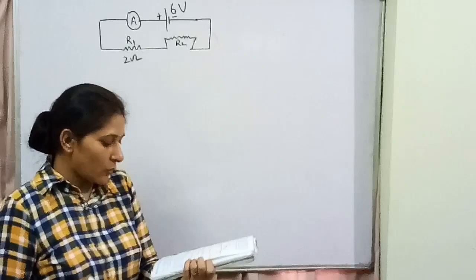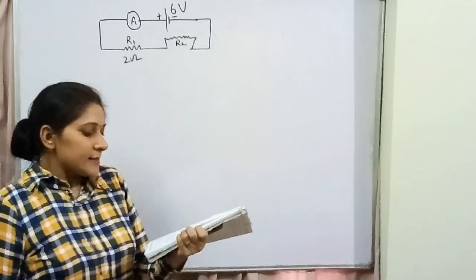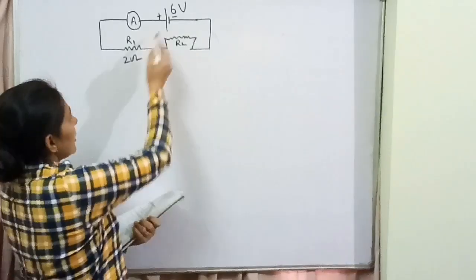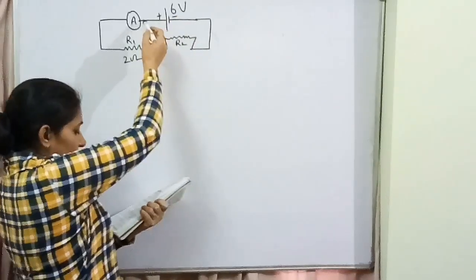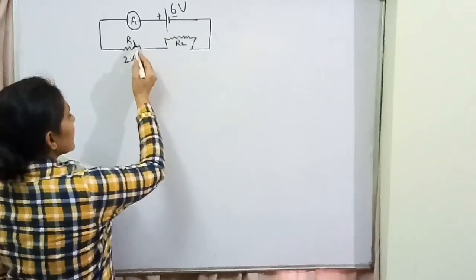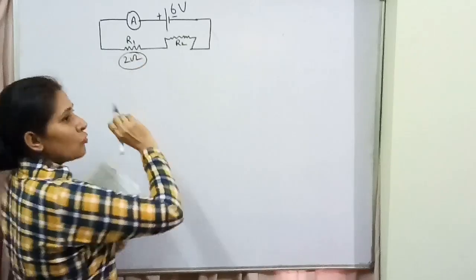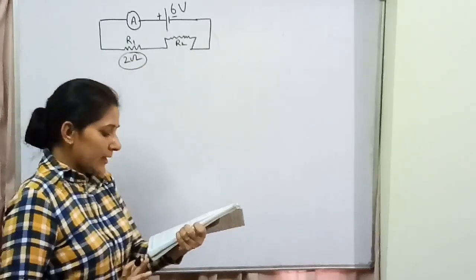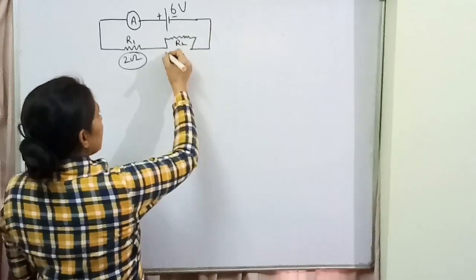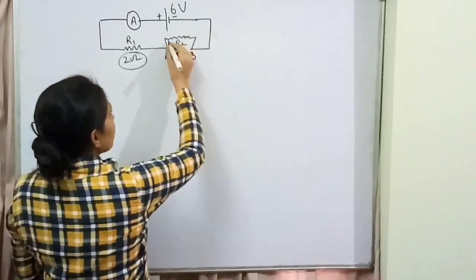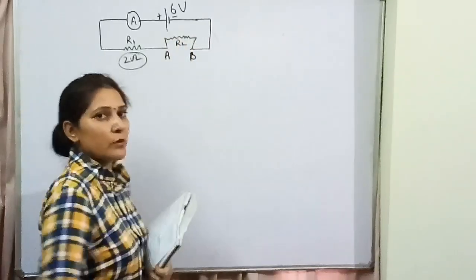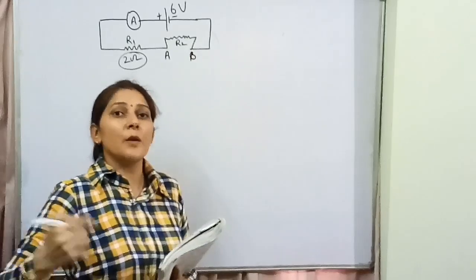Now what are they saying? Let's read that out. This circuit diagram includes a 6 volt battery, an ammeter A, and a fixed resistor R1 of 2 ohm. Fixed resistor R1 means the value of this resistor will remain fixed, that is 2 ohm always. And second is a resistance wire R2 connected between terminals A and B. These are the two terminals A and B. A resistance wire is connected over here and this resistance wire is of unknown resistance and may be variable.